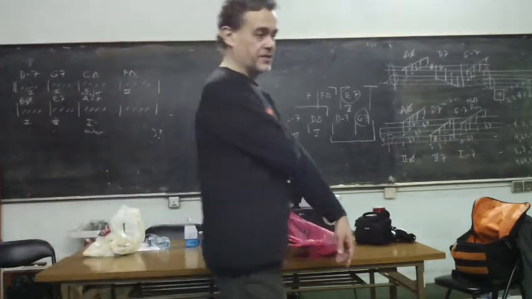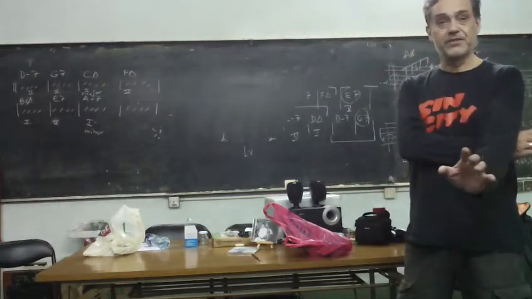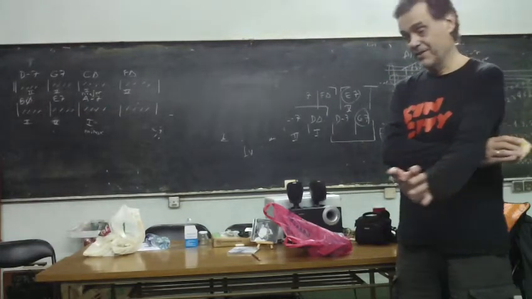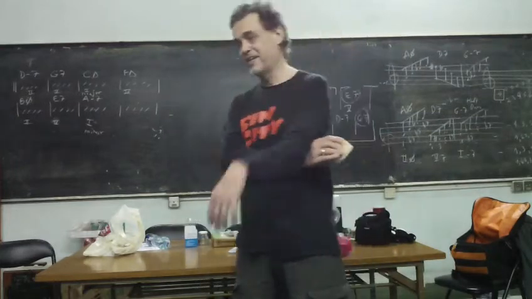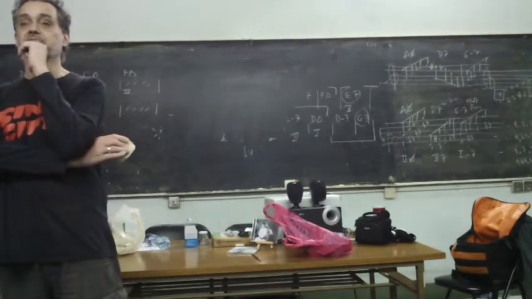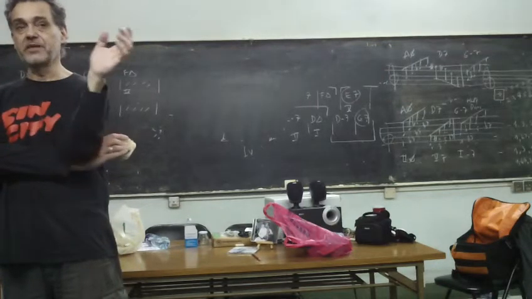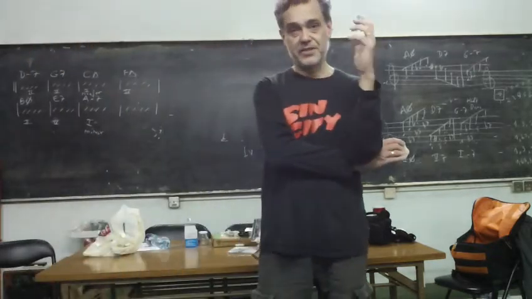So these are the 5 secondary dominants. There are no more secondary dominants. Of course there are more dominants. You can find dominants on any degree of the scale, but they are not secondary. Any other dominant in any other position is not a secondary dominant, it's something else.